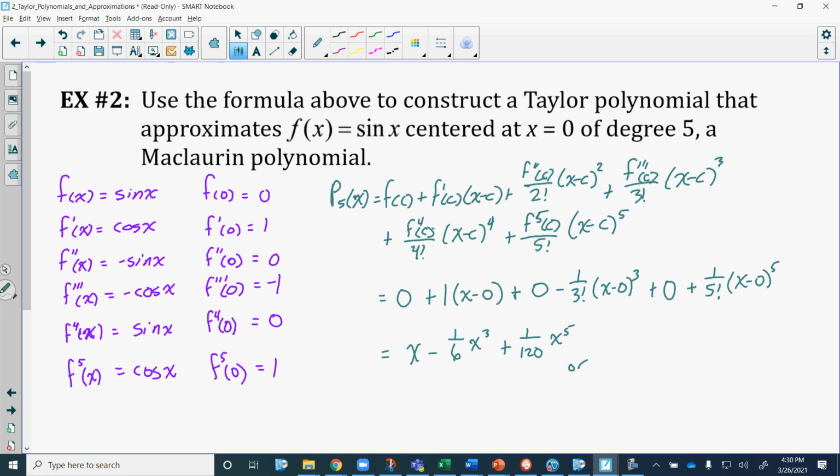Or if you prefer, you can write it as x minus x cubed over 6 plus x to the fifth over 120. Okay? Now, this would be the fifth degree Taylor polynomial. This is where we're going for the solution of this particular problem.